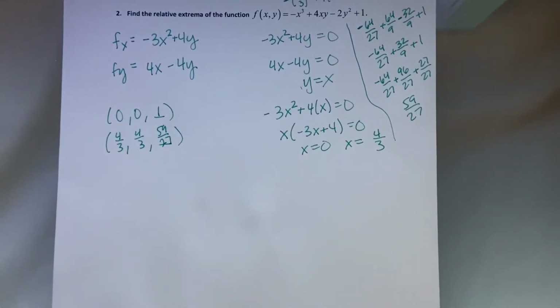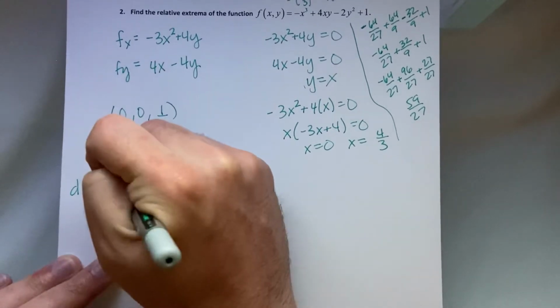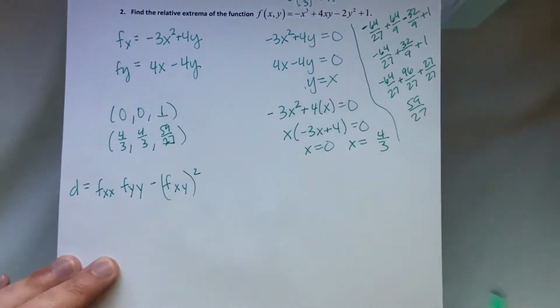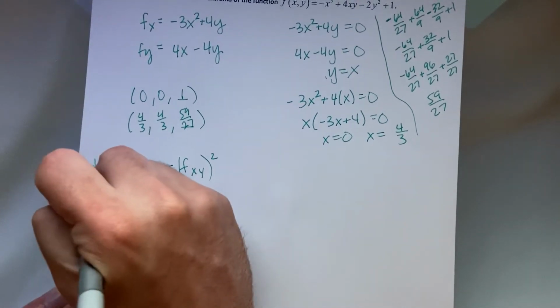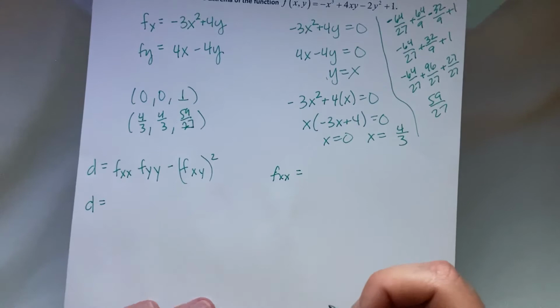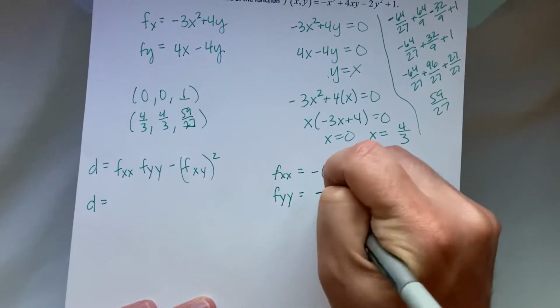Now, these are our two potential, these are critical values. So what do I use to find the answers based on our critical values? That D, which is f_xx times f_yy minus f_xy squared. So I need the second partial derivatives at those points. So what is my second partial derivative here? Second partial derivative with respect to x is negative 6x. Second partial derivative with respect to y is negative 4.